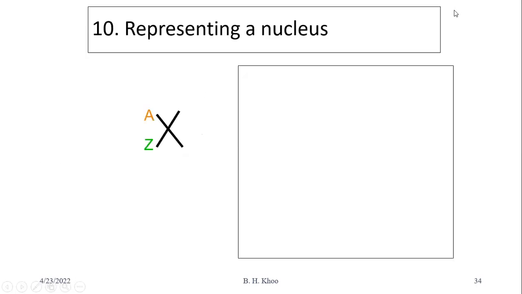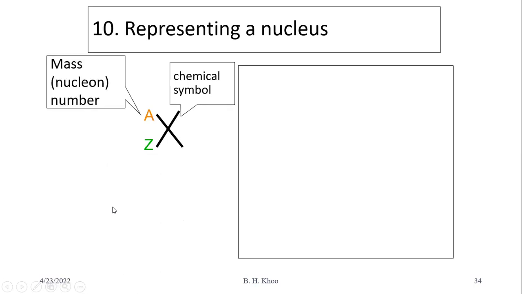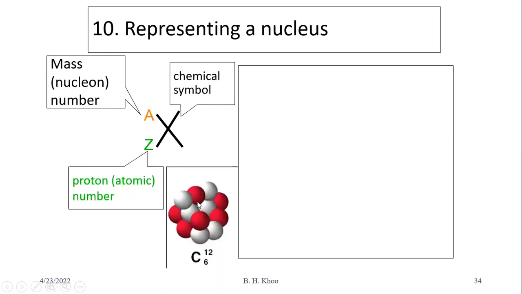Representing the nucleus, right? X is the chemical formula, chemical symbol. A is the mass or nuclear number. Z is the proton or atomic number. Right? That's an example for carbon. Some authors write this way.